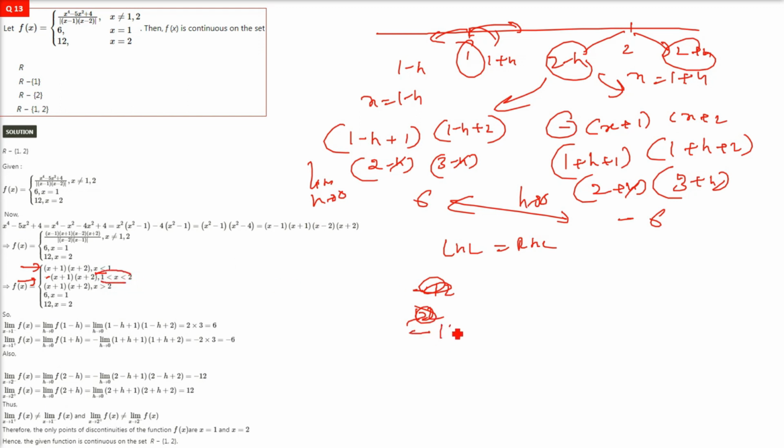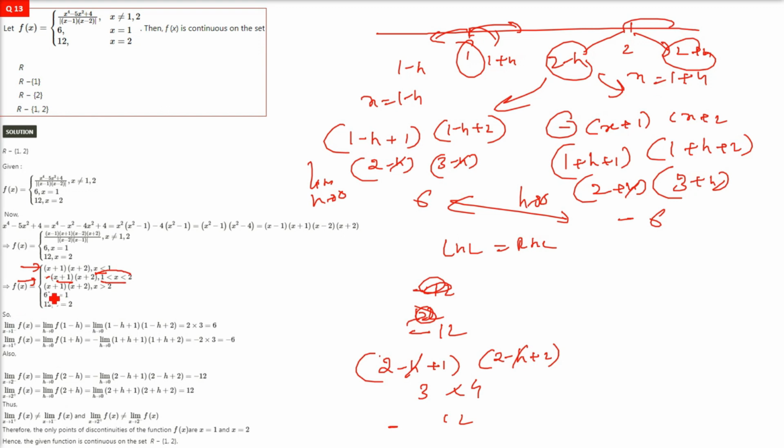Because when you go on the left hand side of 2, you have to use negative x plus 1 into x plus 2, where in the place of x you are going to replace x by 2 minus h. So 2 minus h plus 1, 2 minus h plus 2, and this will be negative. Please remember, it is negative. So you just replace this, h will be 0. So 3 into 4, this is 12. You have a negative here, so negative 12.